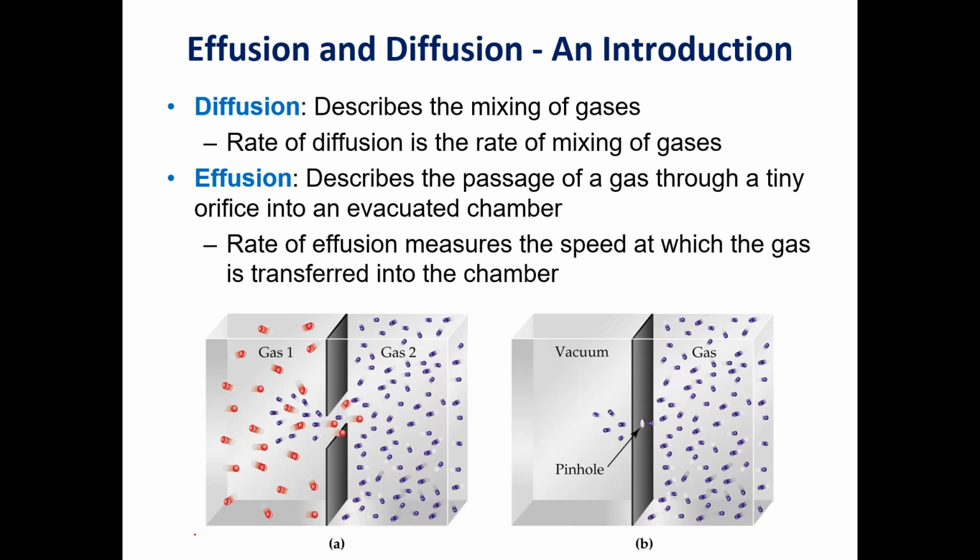For example, if I have two containers that each have a different gas, so I have my container here with one gas, which is the red particles here, and then I have my second container with a different gas, which is the purple particles here, and then I open a partition between those two containers. Those two gases are going to diffuse into the two containers, and they're going to mix together. So the rate of diffusion is the rate that these gases mix.